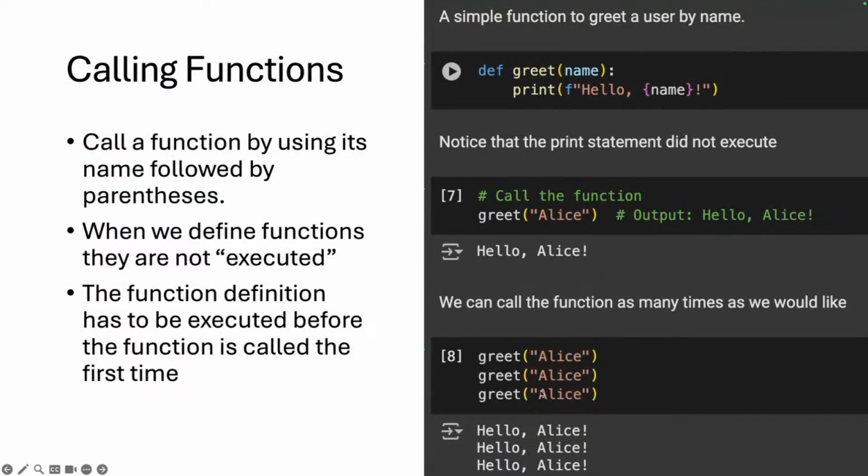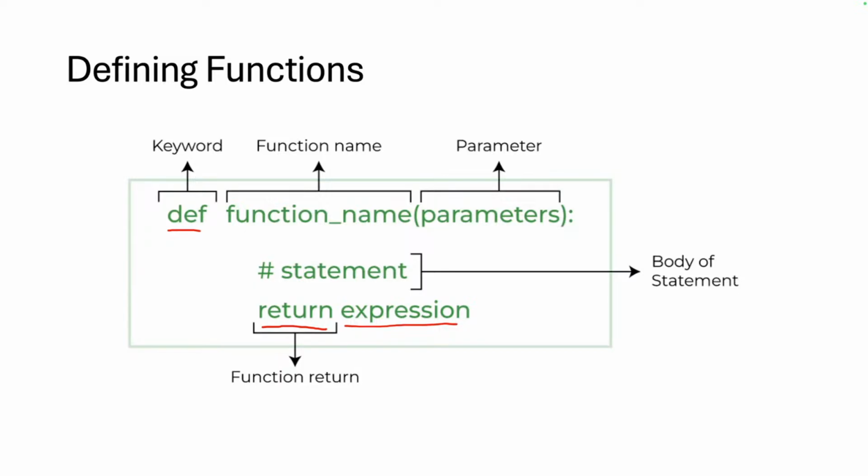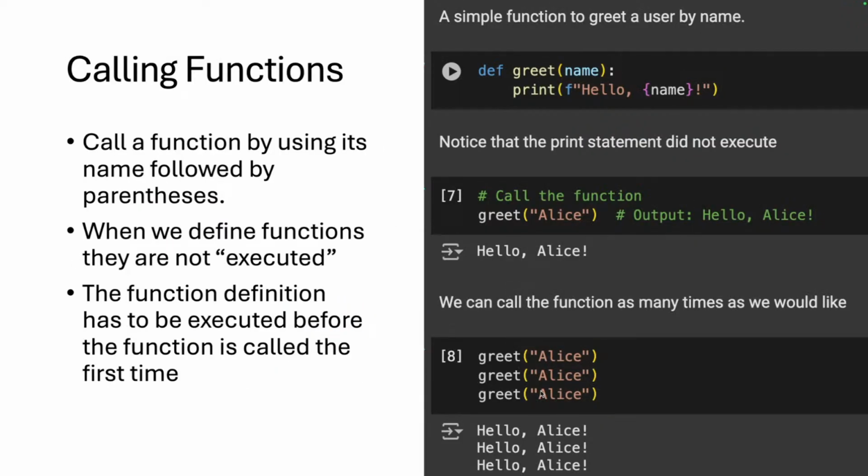Okay, so we know how to define a function. We know how to create one. Now we're going to talk about how to use a function. When you use a function, it's called calling a function. We call a function by using its name followed by parentheses.